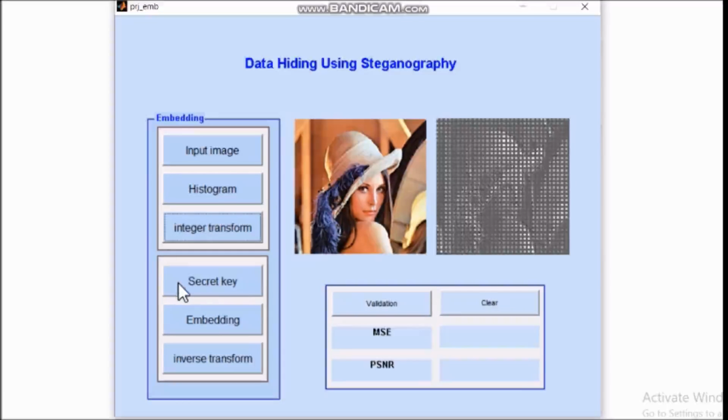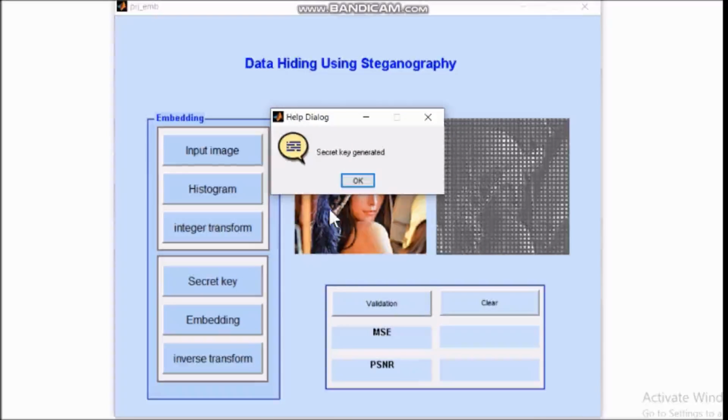Whenever this image is in wavelet transform, we need to generate a secret key. This is the security which IWT provides. Here we allow the system to generate the secret key. Here the secret key is generated.